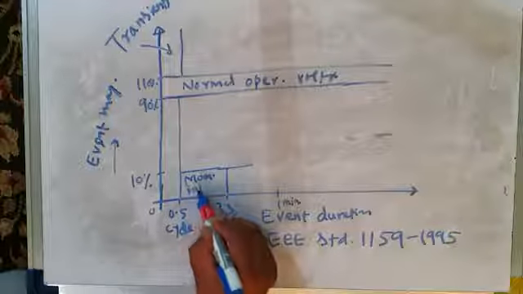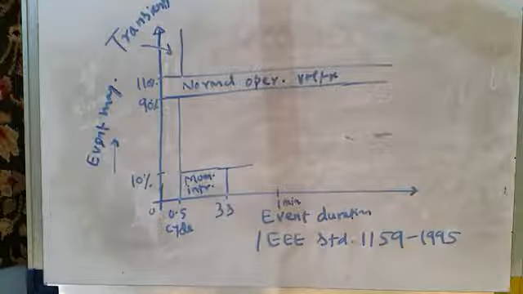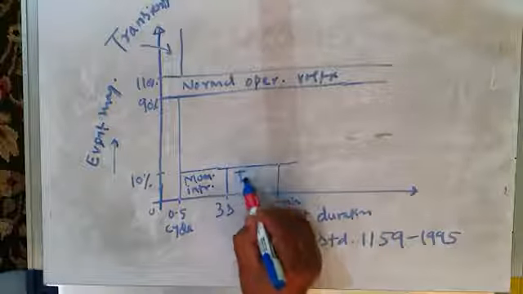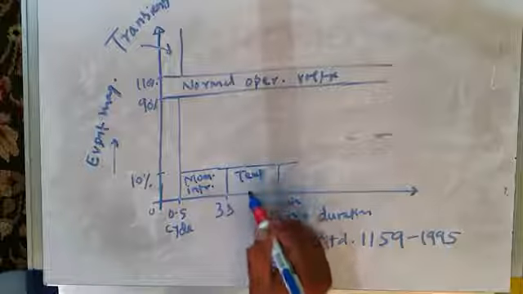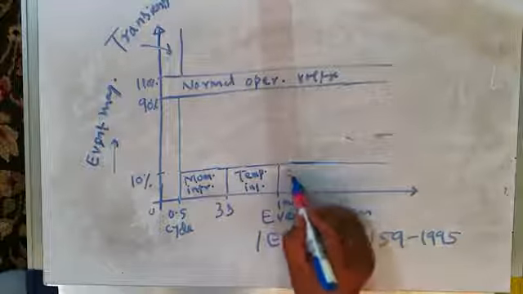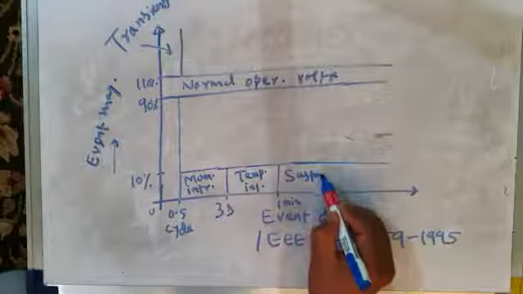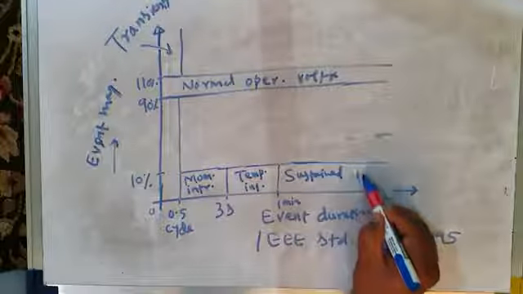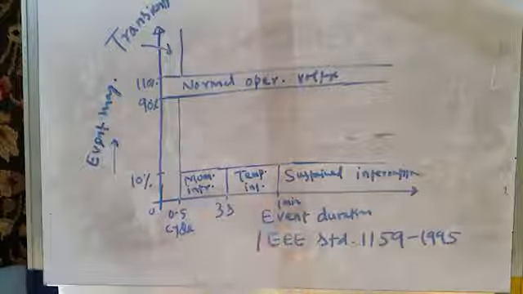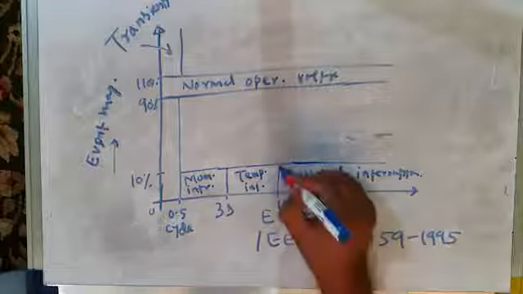Momentary interruption. Just a few moments back. If the duration is from 3 seconds to 1 minute, it's called temporary interruption. And if the duration is greater than 1 minute, it's called sustained interruption. So this is a summary of everything. You can remember these events with the help of this diagram also.